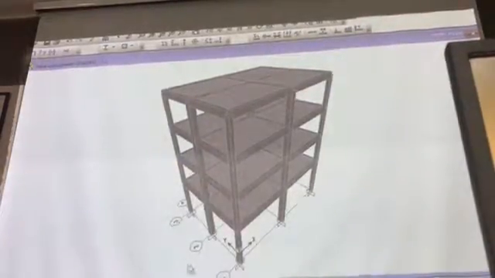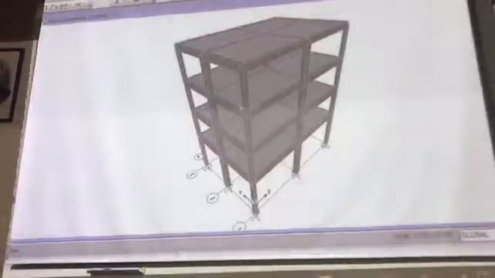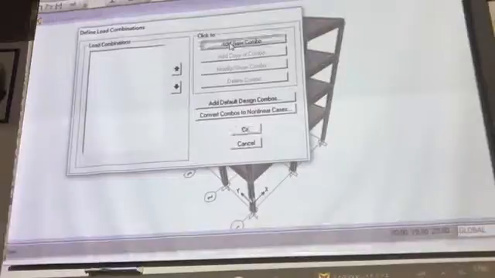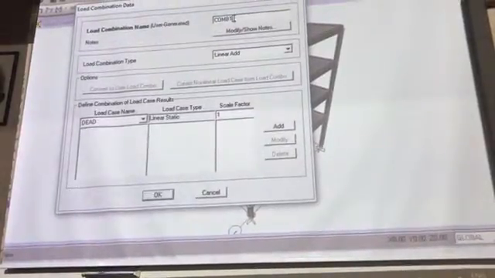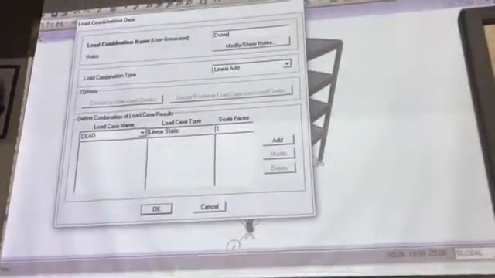Now after defining all these loads, we need to define the load combinations. We have 1.4G, 1.6Q. G plus Q plus EXP, 0.3 EY. These EY are without eccentricity. For example, we can do combinations like this. Define load combinations, add new combo. Combination 1. Let's say this is the Düşey combination.